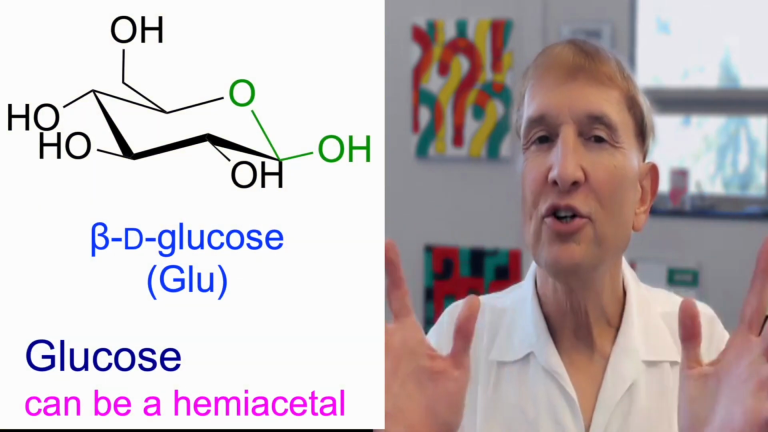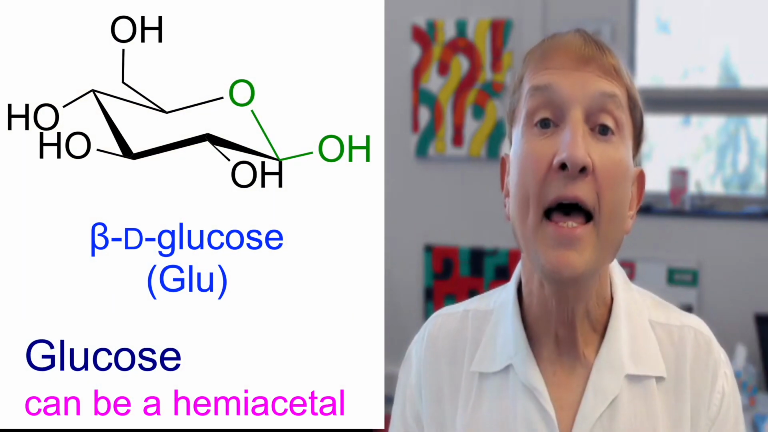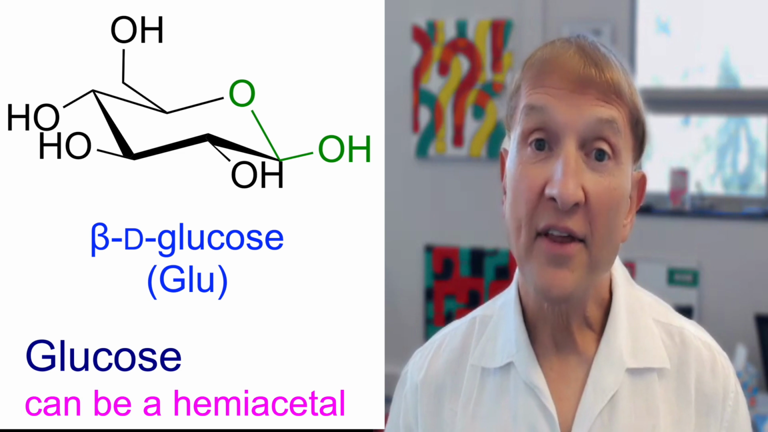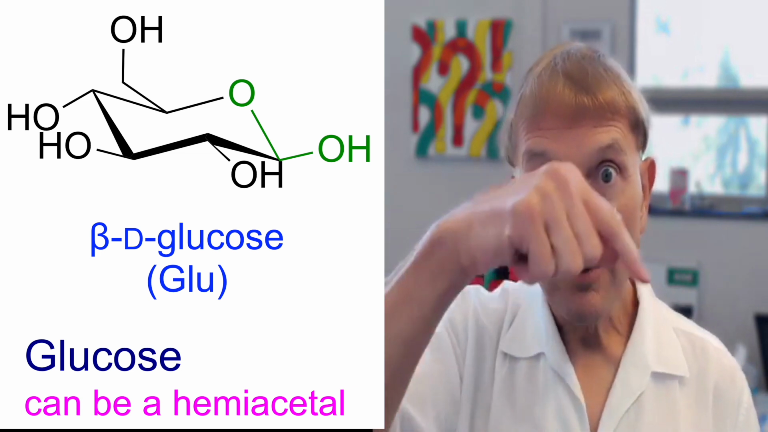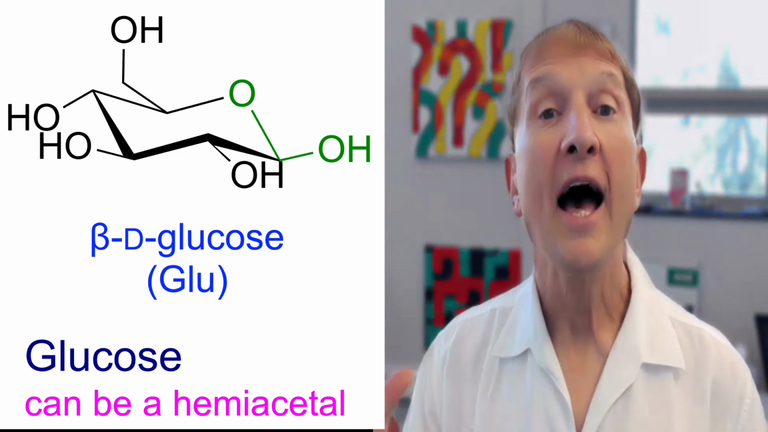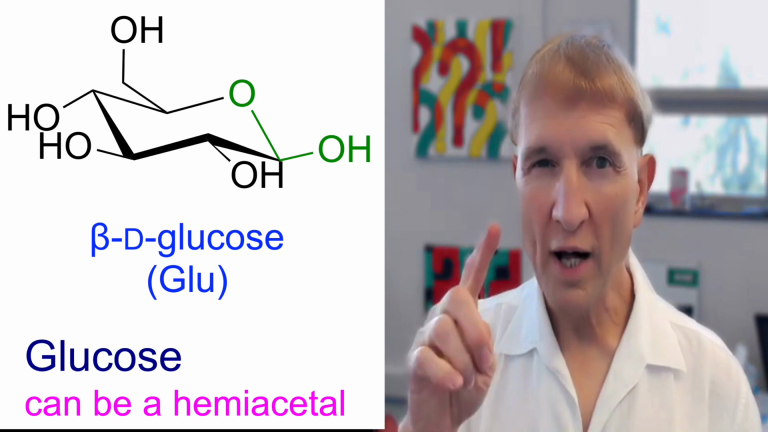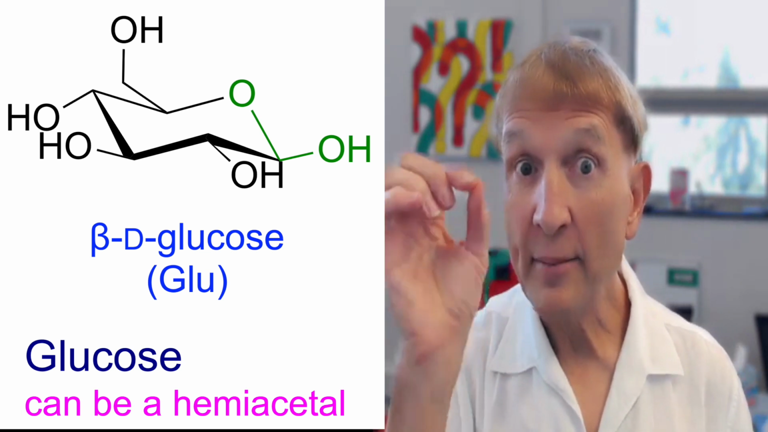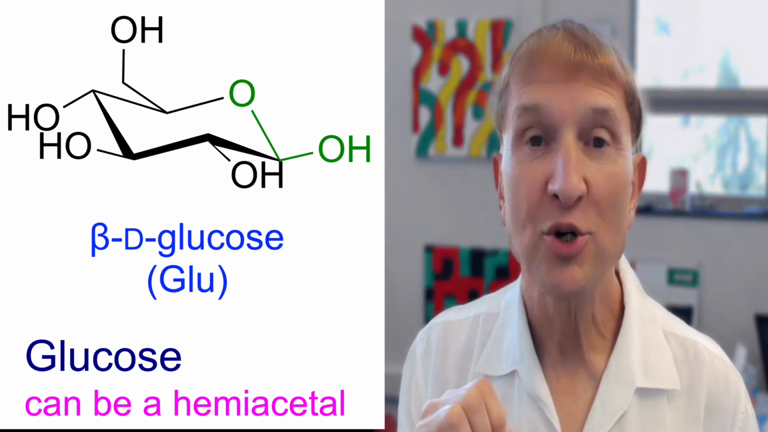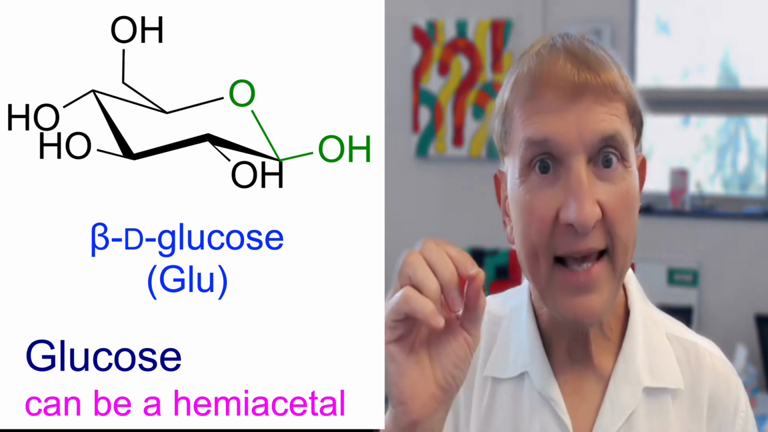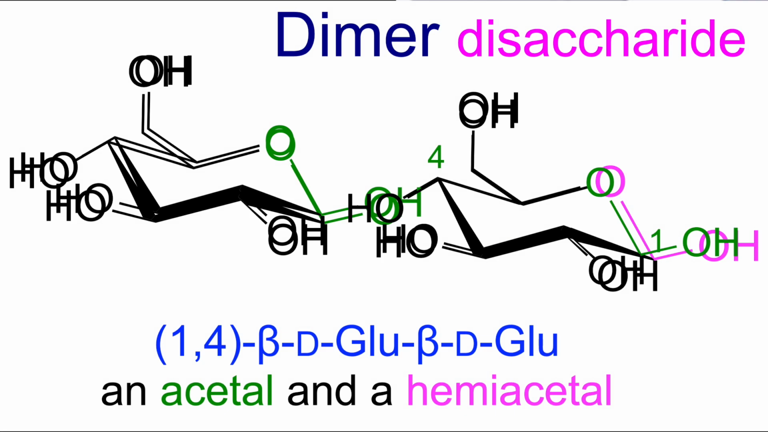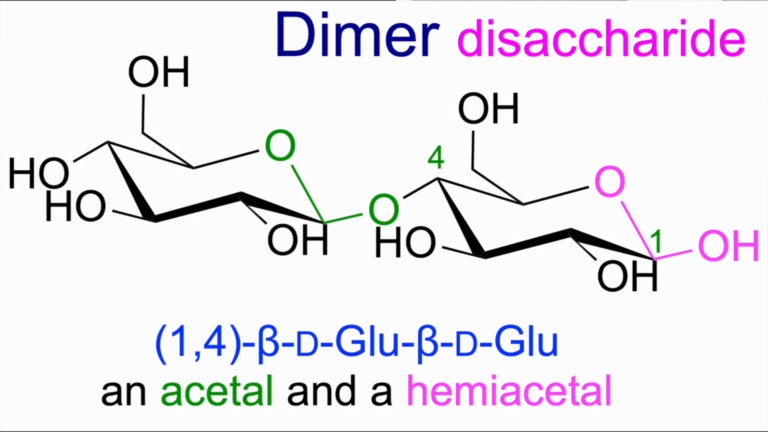To illustrate what I mean, look at this picture of glucose. The functionality in green is a hemiacetal. All the other OH groups around the circumference of the molecule are alcohols. But that one on the anomeric carbon, we call it, is a special one. That's a hemiacetal.